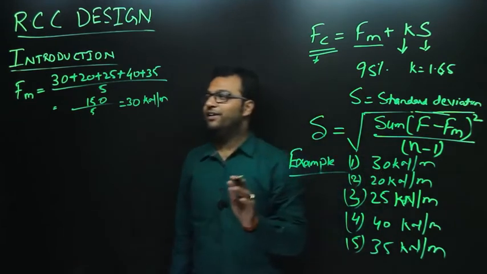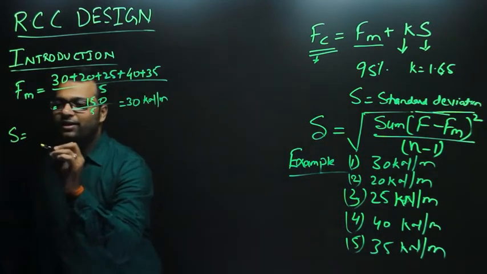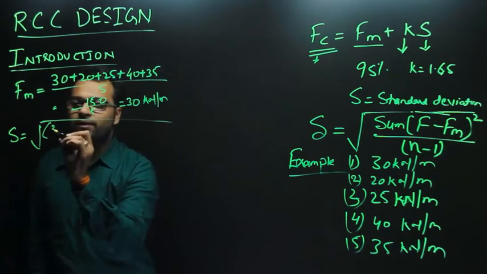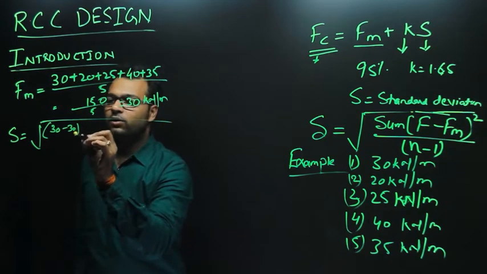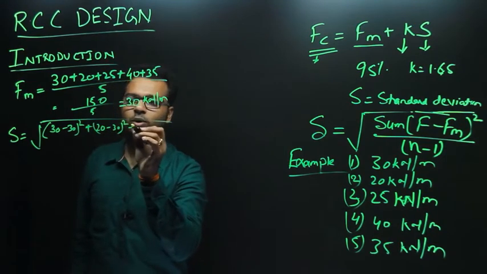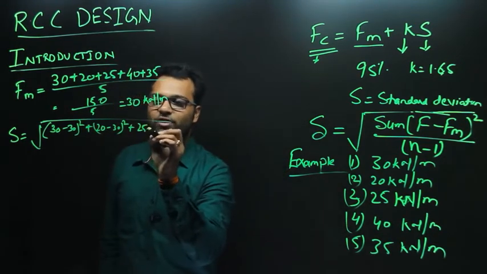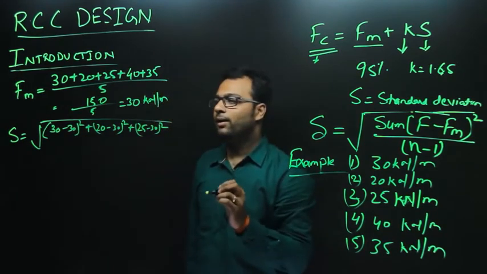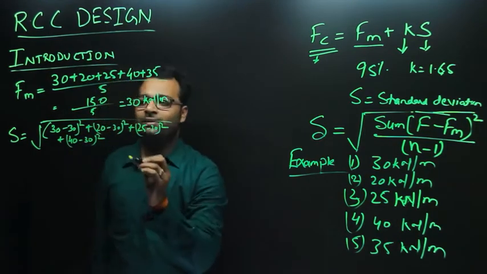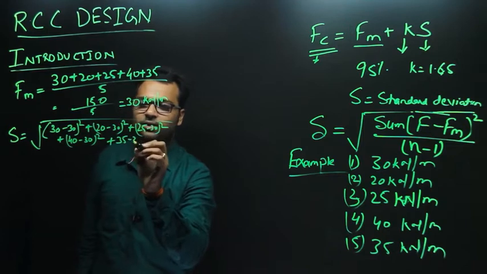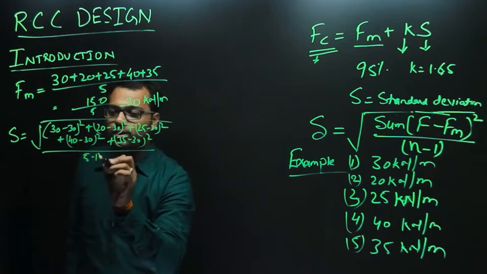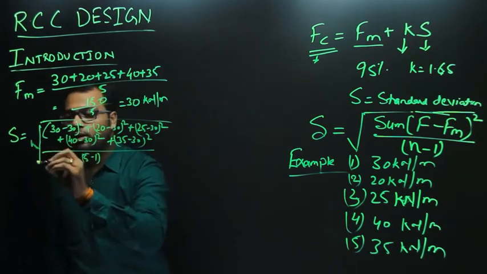Now I have to calculate the standard deviation. The standard deviation is the square root of the sum of: first number, 30 minus 30 whole square, plus 20 minus 30 whole square, plus 25 minus 30 whole square, plus 40 minus 30 whole square, plus 35 minus 30 whole square, divided by n minus 1. Remember, this is all under the square root.